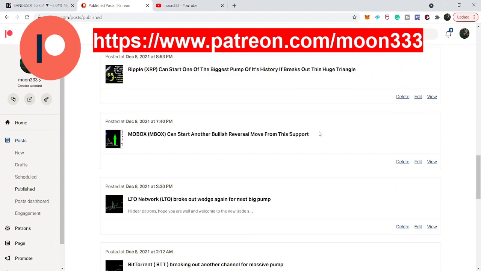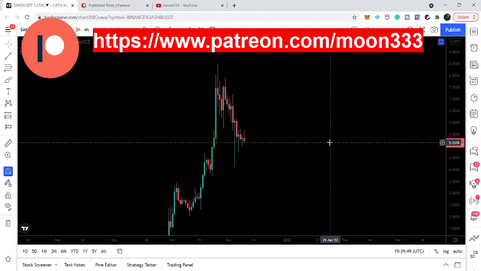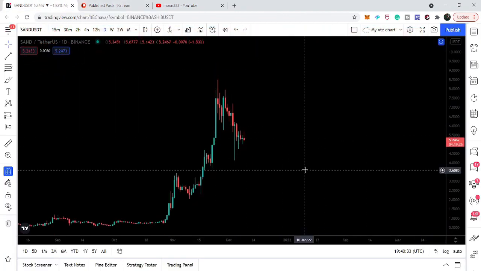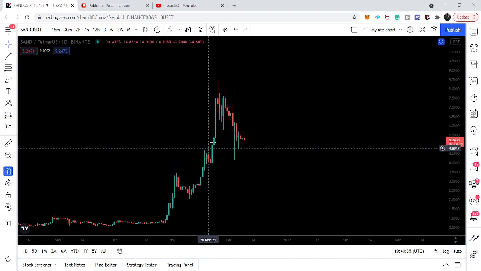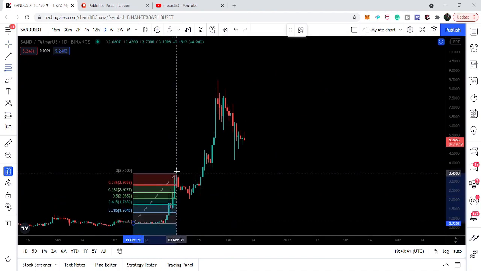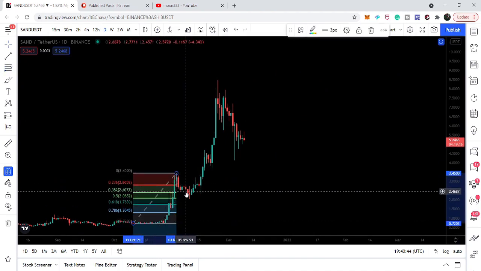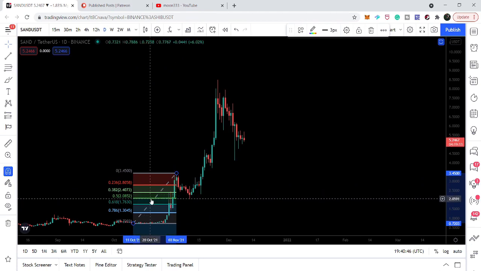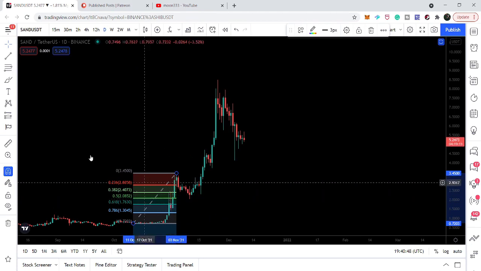So let's start the analysis. First of all, let me show you this daily time frame chart. And here we can see that this was our previous major rally and this is our recent rally. If I place this Fibonacci tool from this low to this high, then we can see that the price line after this rally was retraced up to 0.50 Fibonacci retracement level.